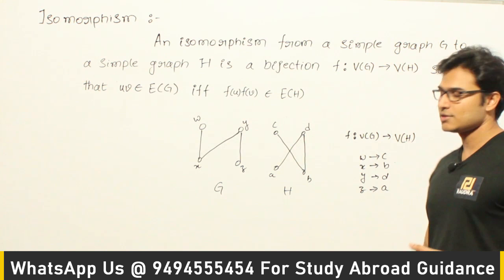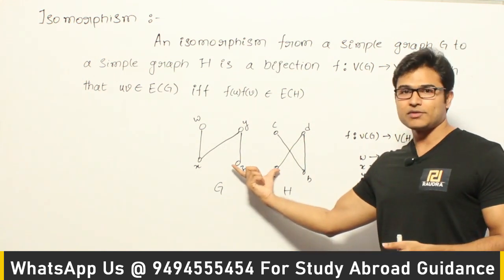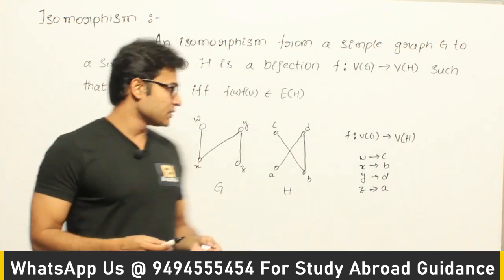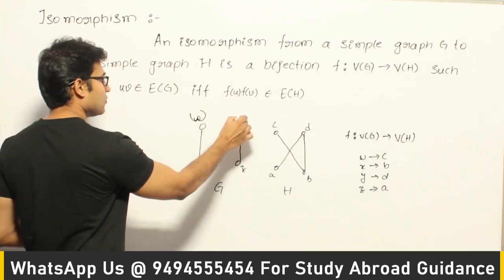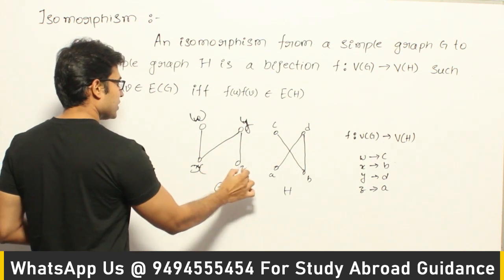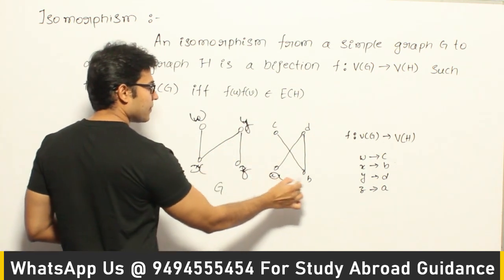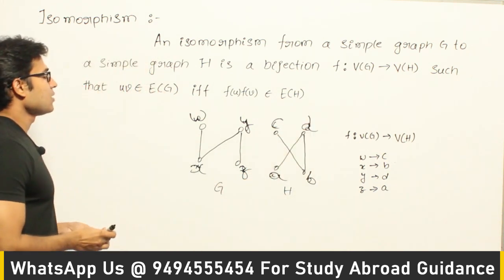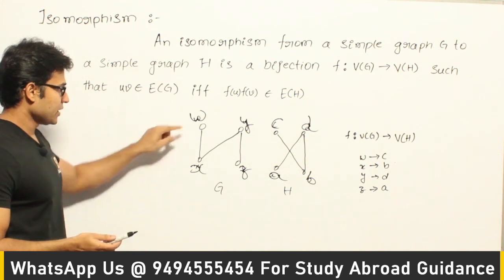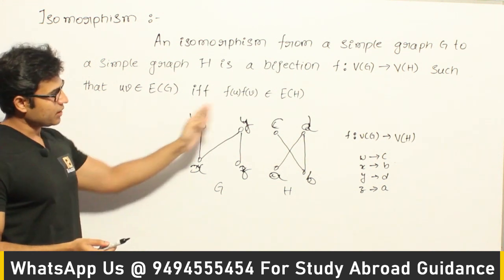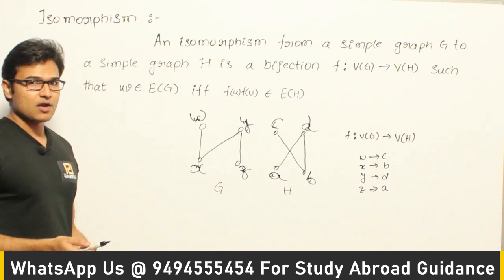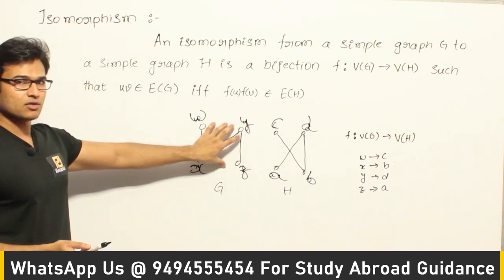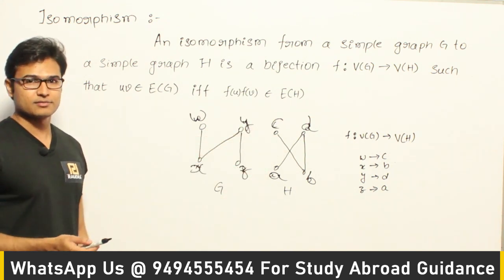So what is the meaning of it is, if you want to show that these two graphs are isomorphic, now if you have these vertices, here you have W, Y, X and Z, and here you have A, B, C and D. Now what I mean by isomorphism is, for every vertex here you should be able to find a vertex there in such a way that after mapping all these vertices, if two vertices are adjacent here, those two vertices should be adjacent there, right?